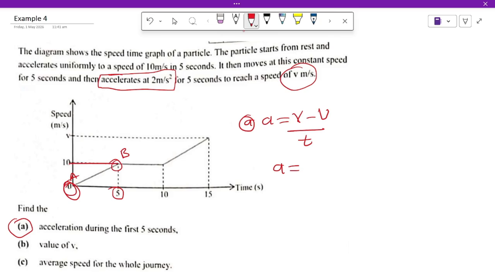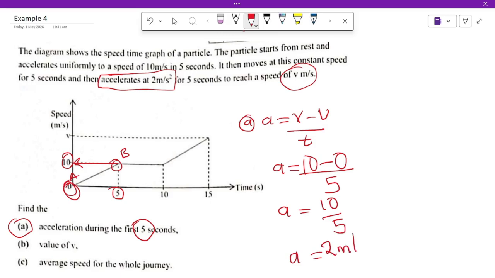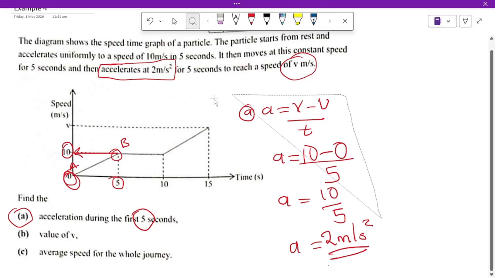You go to the axis for speed. Okay, what is the value there? Your v will be 10. It started from rest, so your u is 0, over the time is indicated here as first 5 seconds. Meaning acceleration is going to be equal to 10 minus 0 is equal to 10 divided by 5. Acceleration will be equal to 10 divided by 5, that is 2 meters per second squared. Remember, this is acceleration. Having found acceleration, we can proceed to the next question.